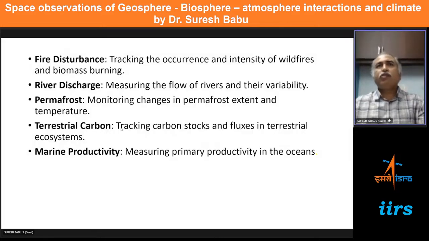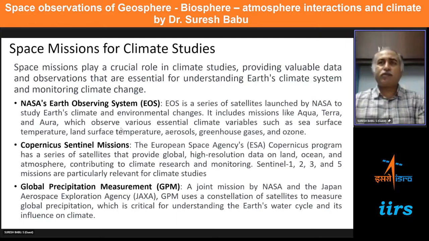Now, some of the most important international space missions for climate studies are these, because space missions play a crucial role in climate studies, providing very valuable data and observations that are essential for understanding the Earth's climate system and for monitoring climate change.